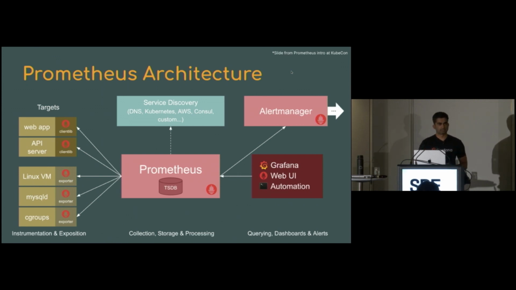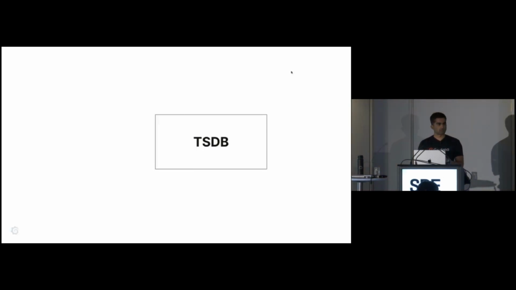This is the Prometheus architecture. It has a lot of things. It has instrumentation on the left side, there is service discovery, Alertmanager, but at the center there is Prometheus, and Prometheus has a time series database in it. And we are just going to talk about the time series database in this talk.